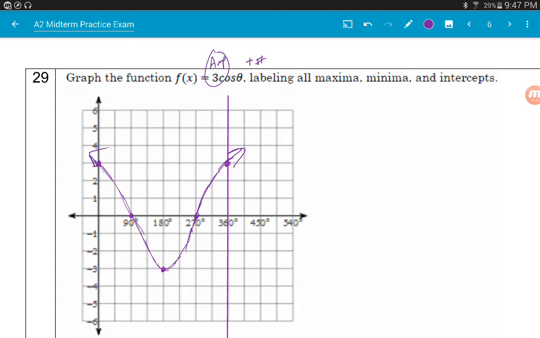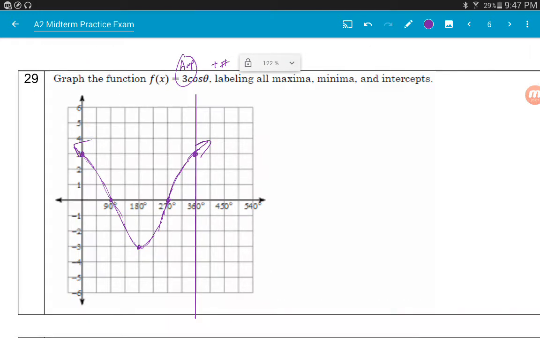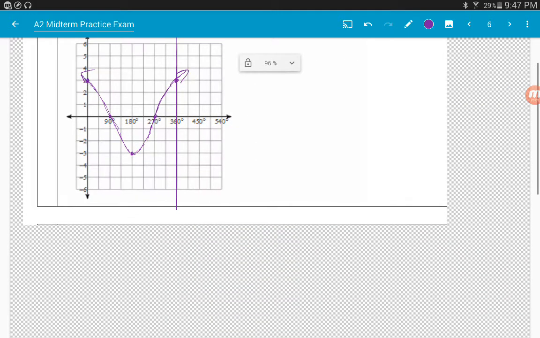My maxima, my minima, and my intercepts are all clear because I put points there, so it's clear to anyone who's grading this that I know which points are on this function. You can label them with numbers if you want as well, but I think this is fine.